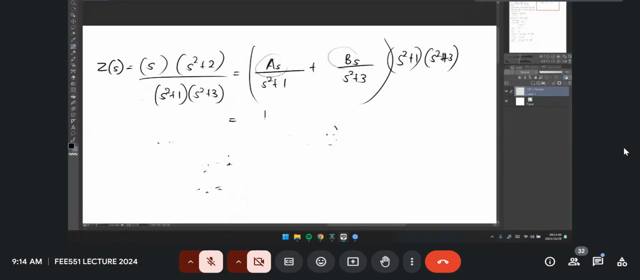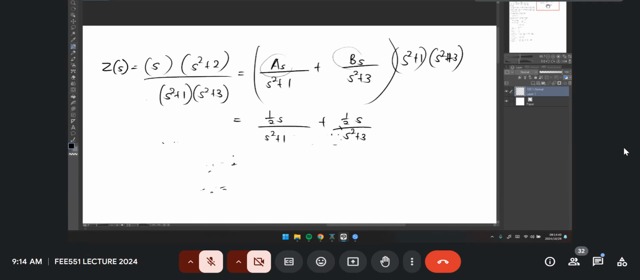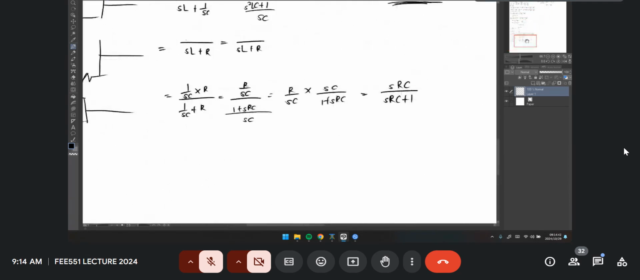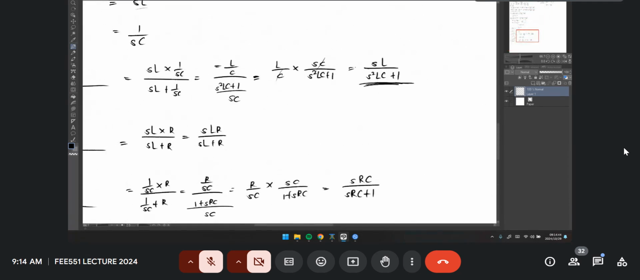Okay, I didn't copy the question correctly, but it will be fine anyways. S squared plus 1 plus a half S squared plus 3. Now relating this one with this equation here, we can find this is an inductor of inductance value a half.